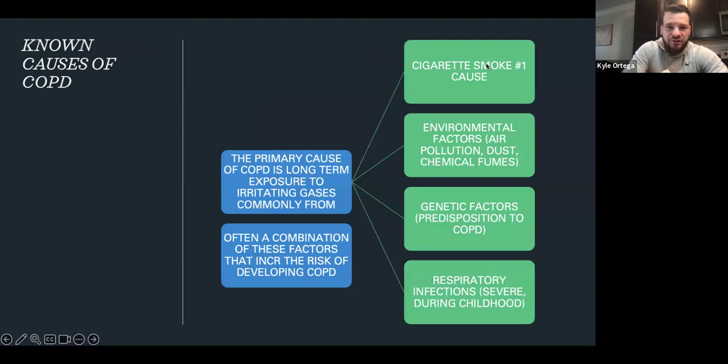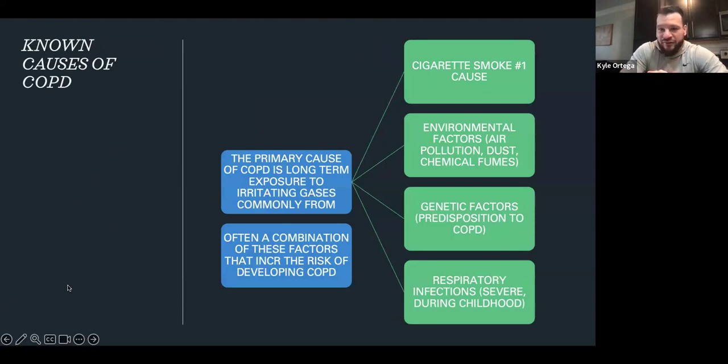Some known causes of COPD. Well, the primary cause is long-term exposure to irritating gases, commonly from cigarette smoke, which honestly, every COPD patient I've had, that's definitely been it. I haven't had a COPD patient that hasn't smoked cigarettes. So that's our number one cause.